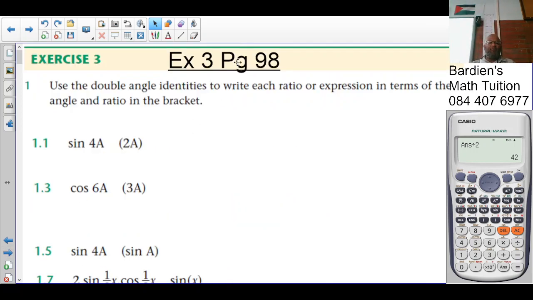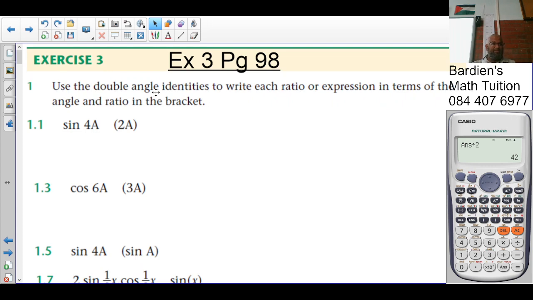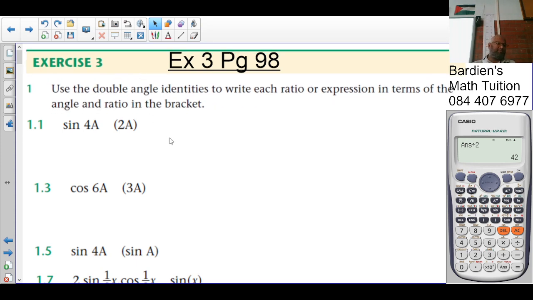Now we're looking at example 3 on page 98. You guys have done the first column, the odd numbers only. So I'm going to do each and every sum here. I'll show you my commitment to the tricks, so you don't get caught off guard when you write your trig final exam or your control test.